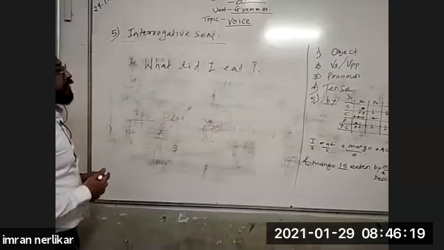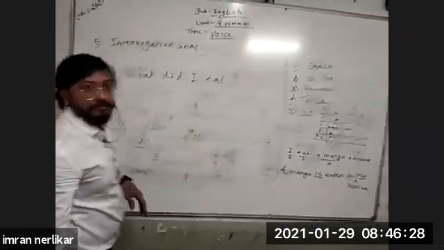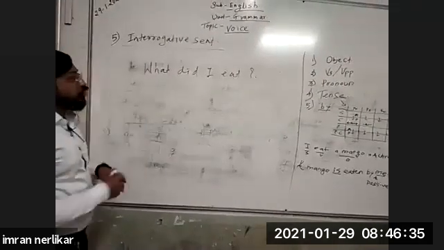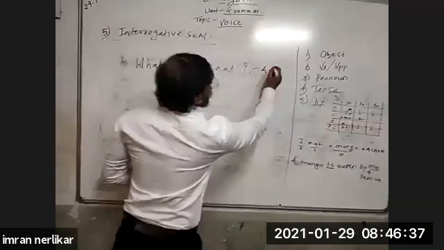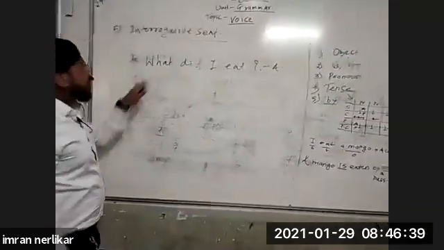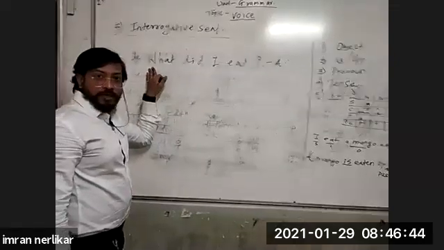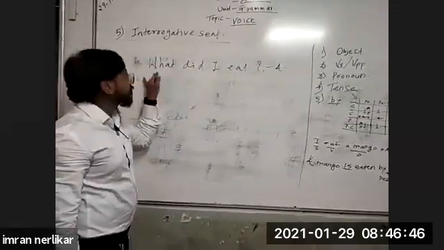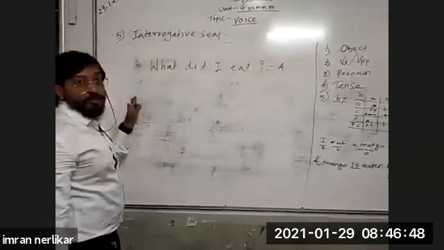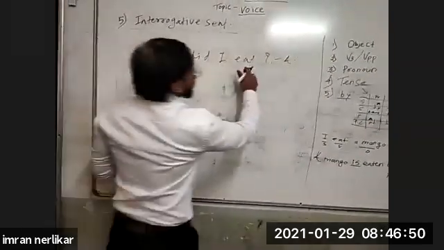See, for example, we'll take this same sentence: I eat a mango. What did I eat? Suppose this is a WH question. What did I eat? Now you have to convert this into passive. This is active. It is a WH question because it begins with a WH word. Now you have to assume here. What did I eat? Mango.